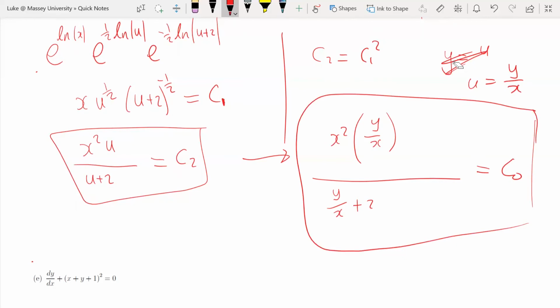Okay, and while this is a solution to the ODE, you can simplify this algebraically, but I'll leave you to do that in your own time, because, well, this video is already getting quite long.